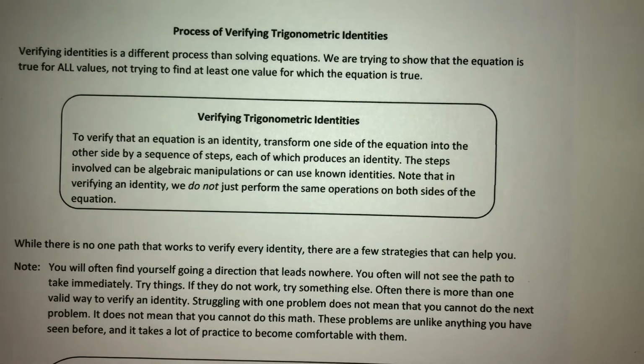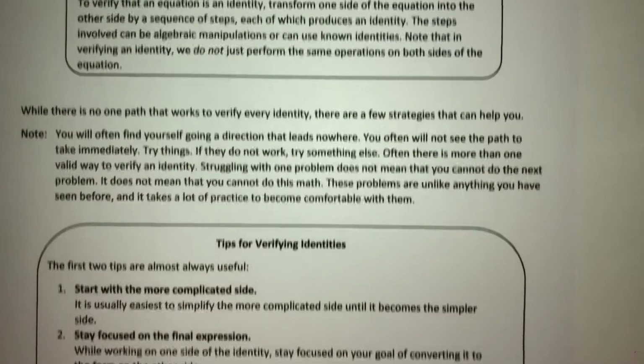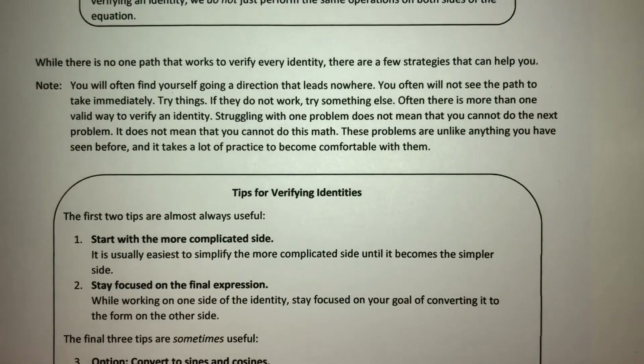Okay? What we're going to end up doing is transforming one side to the other most of the time. There's no one path that works for every identity, but there are some strategies that will help you. And I've put a note in here. You're going to find yourself going in directions that lead nowhere. That's part of the process. Don't give up on the whole chapter because you run into problems with one of them.